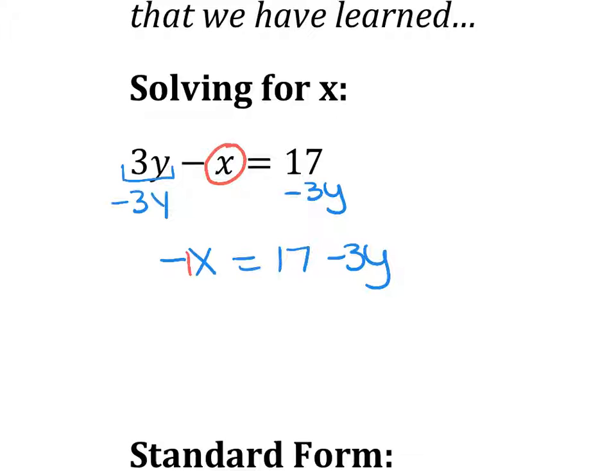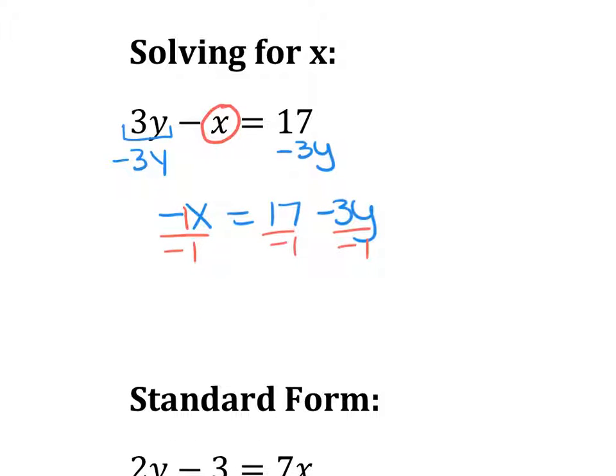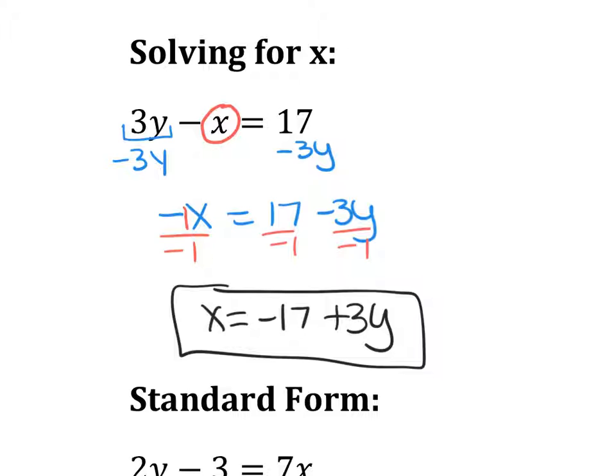Yeah. You would divide, to get rid of this negative 1, it's being multiplied, so you would divide everything by a negative 1. Every single term gets divided. So you have to make sure that you do your addition or subtraction first, and then deal with your division. So you'd be left with x equals negative 17 plus 3y. X is by itself, so we're good.